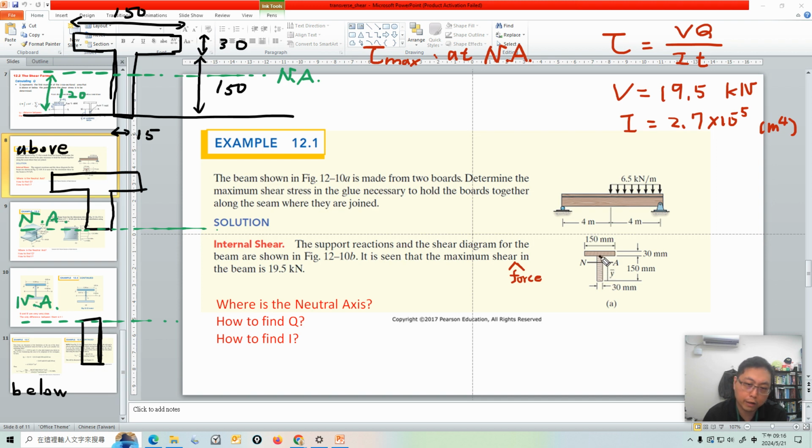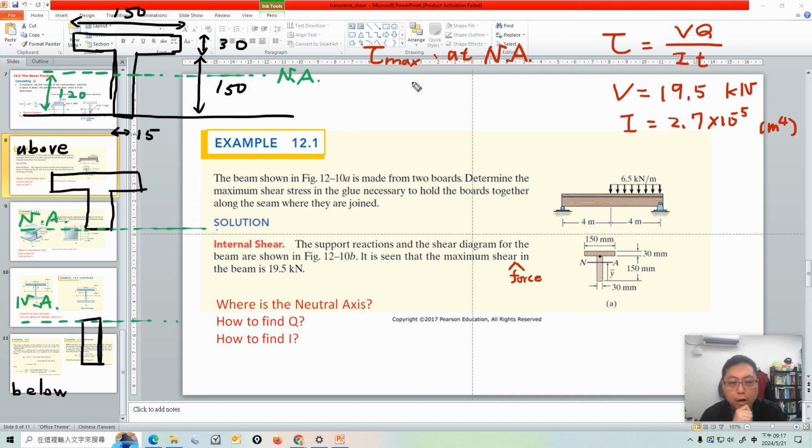It says to calculate the shear stress at this position. The shear stress at this position can represent the maximum shear stress in the glue necessary to hold the boards together along the seam where they are joined. Previously we already calculated the moment of inertia of this cross section, and the value is here.